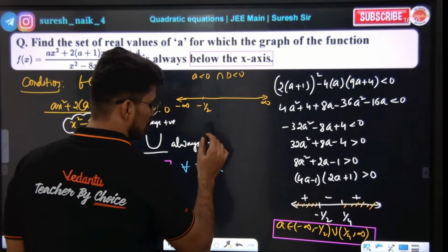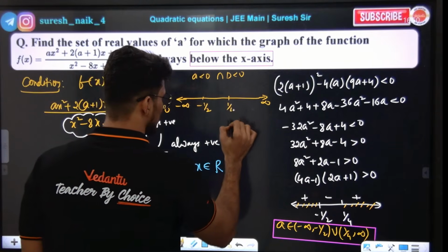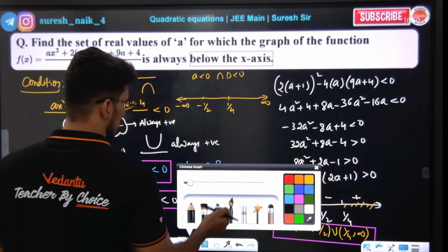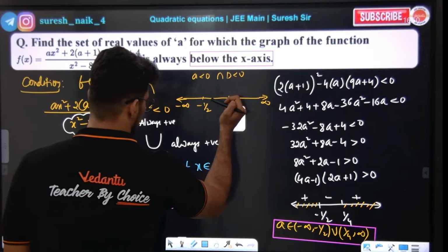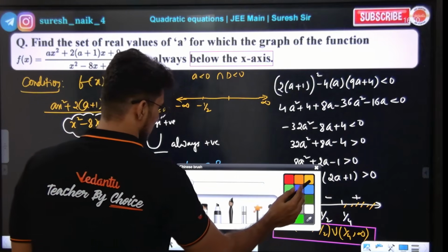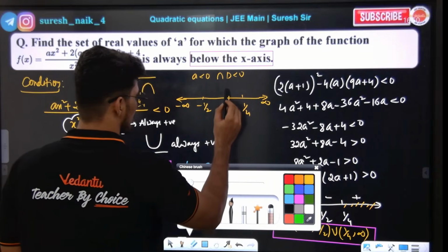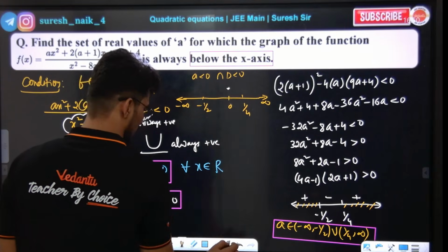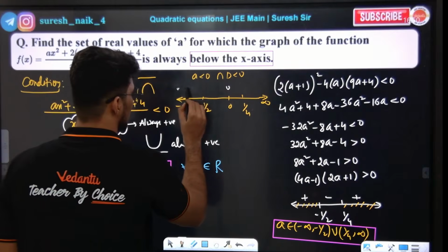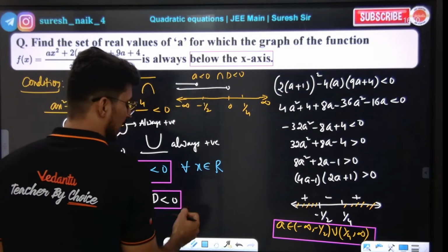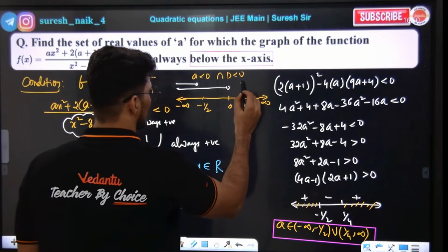Everybody look at the board. A less than 0 means what? Let's say 0 is here and 1 by 4 is here. A less than 0 means a hollow circle at 0, and the region to the left. Next is minus infinity to minus 1 by 2, and again 1 by 4 to infinity.